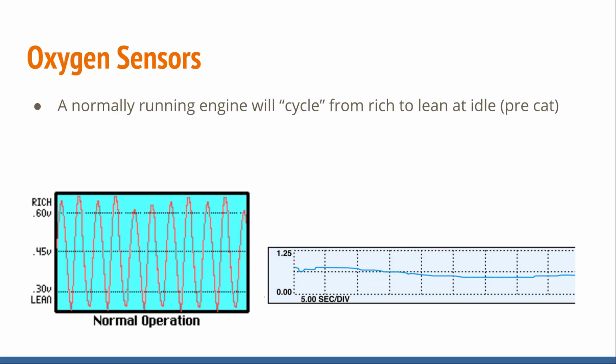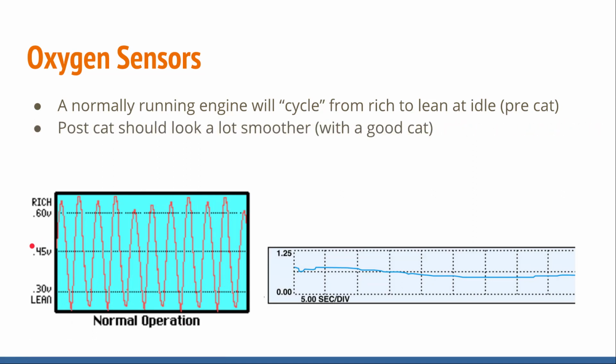So a normally running engine will cycle from rich to lean. The pre-cat O2 sensor will cycle. So we have up, down, up, down. This is rich. This is lean. That's what it's designed to do. It cycles rich to lean. So that's a good one. That's what we want the upstream O2 sensor to look like. Okay.